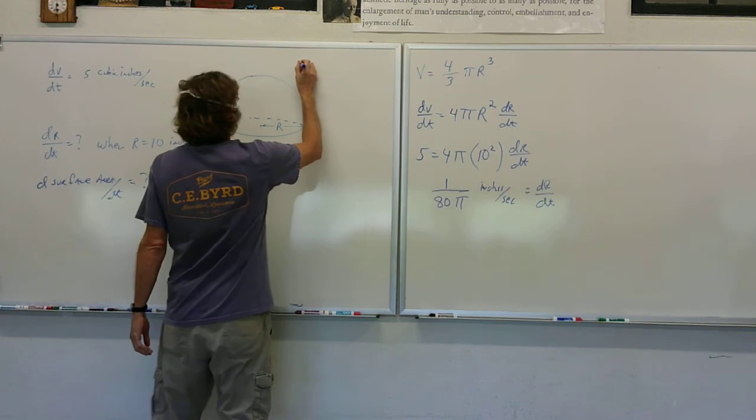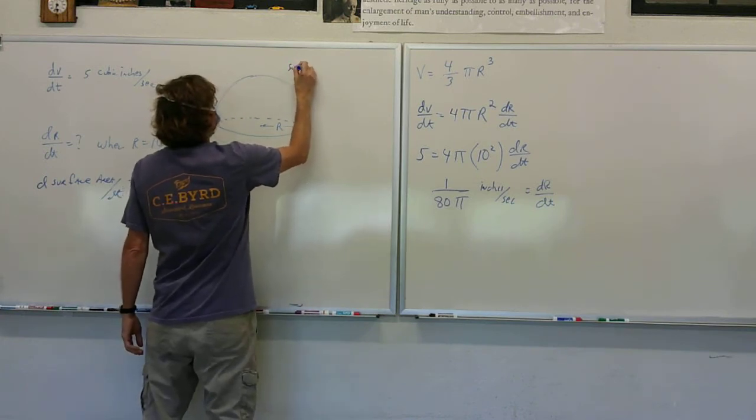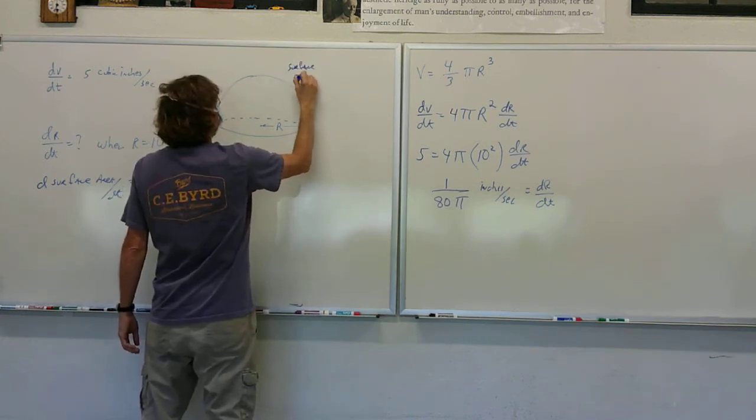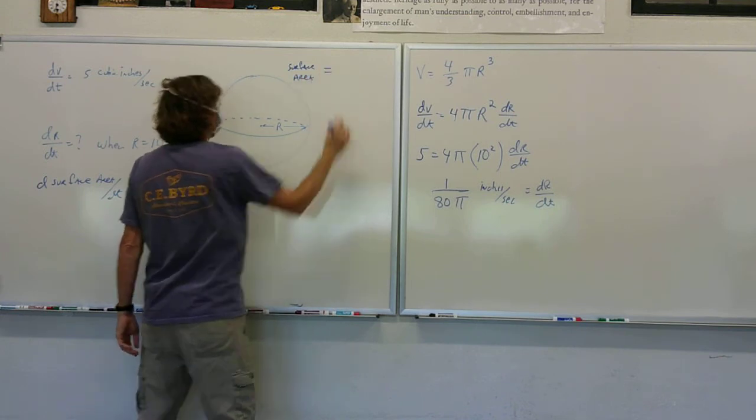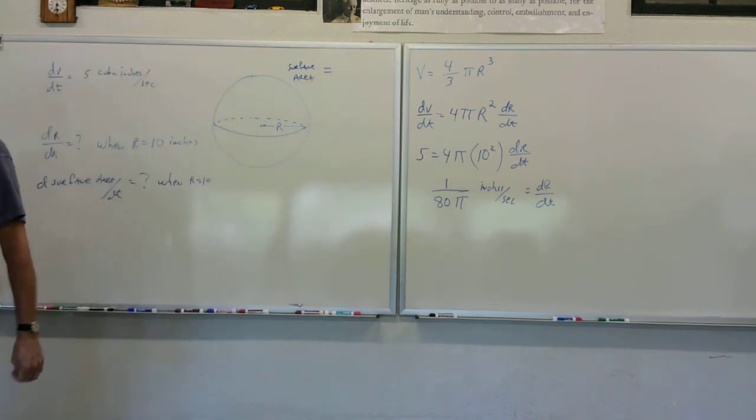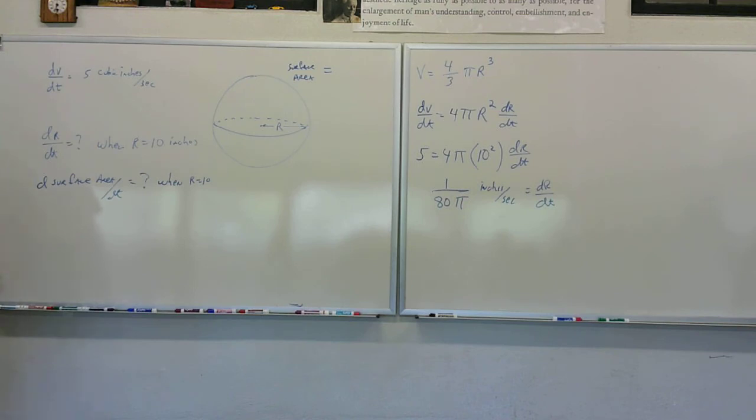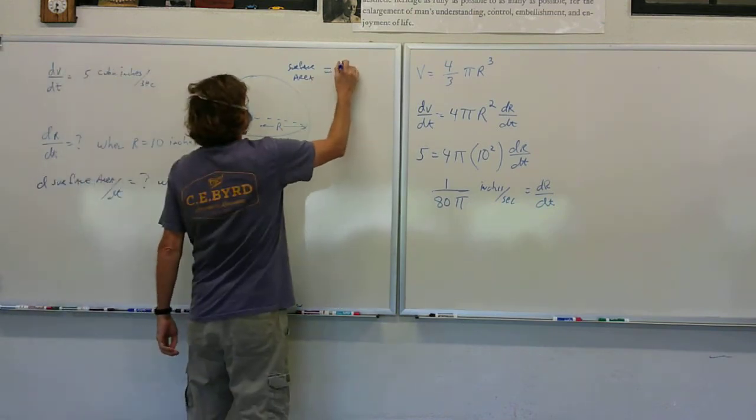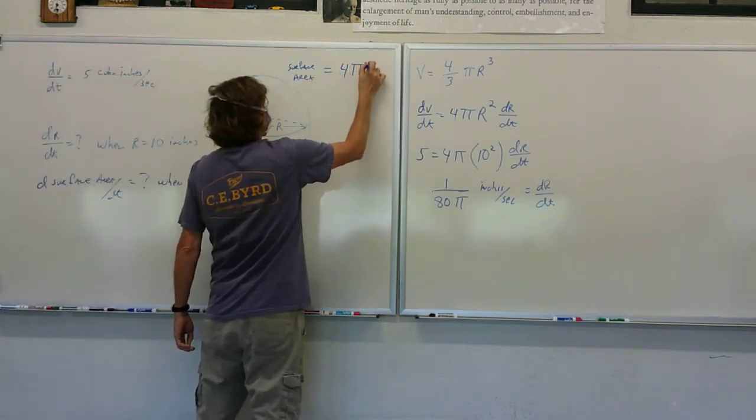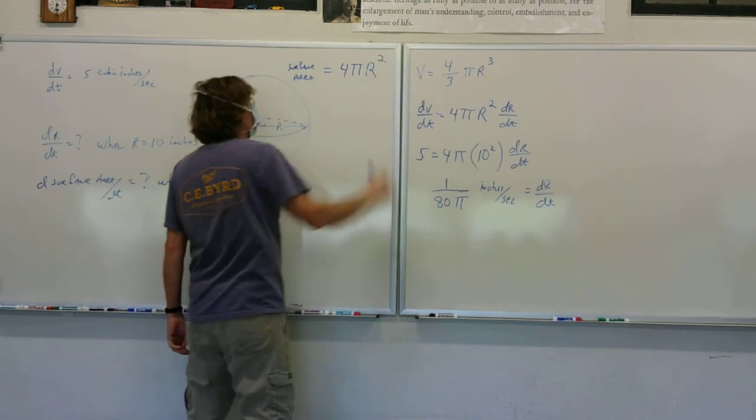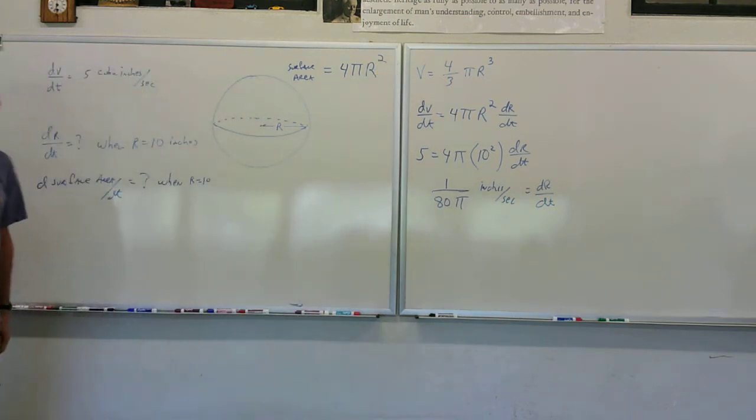I don't know. Pi r squared. It's the area of a circle. I know. Surface area of a sphere. What is it? It's 4 pi r squared. 4 pi r squared is the surface area of a sphere.